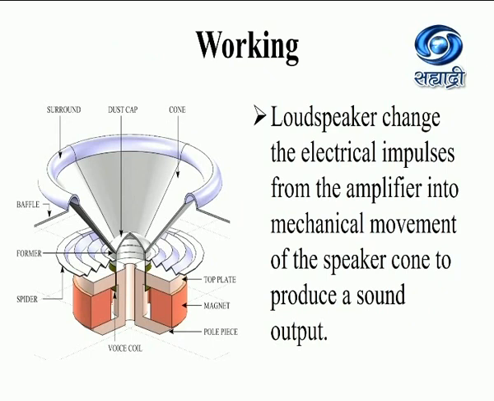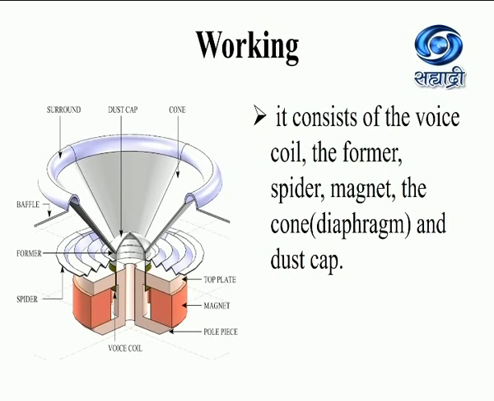Loudspeakers change the electrical impulses from the amplifier into the mechanical movement of the speaker cone to produce a sound output. So basically this type of transducer is used to convert the electric energy coming from the microphone into sound energy. This loudspeaker consists of the voice coil, the former, spider, magnet, and the cone. Basically it is a diaphragm and the dust cap.